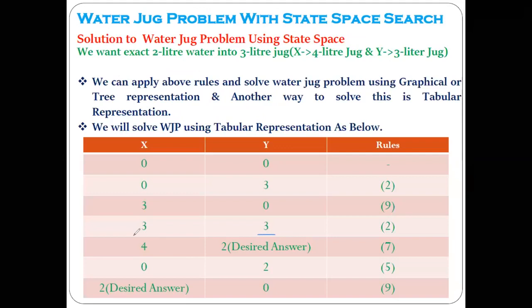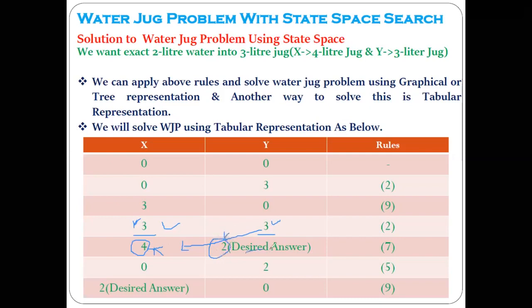So in the fourth step, X was 3, Y was 3. Here we will go on filling the X jug until it gets filled completely. Its capacity is 4, and before this it was 3. So if it gets filled completely, it will become full as its capacity is 4. And what will be remaining here? Here it will be 2.